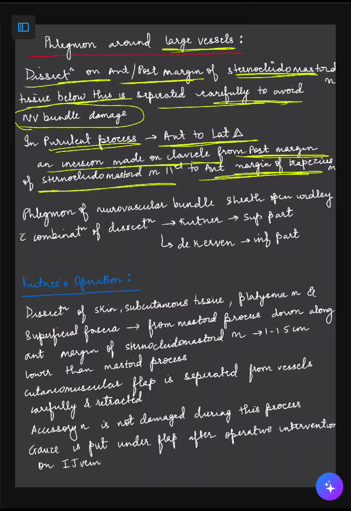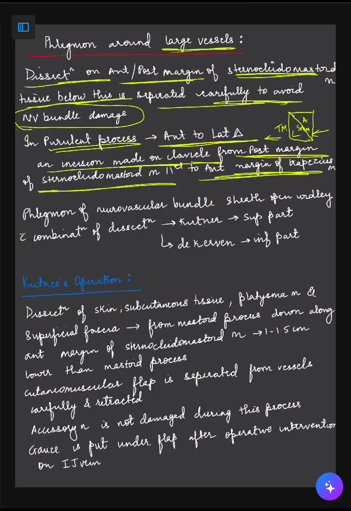See, I have explained to you. This is sternocleidomastoid muscle. This is midline of the neck. Here is the anterior triangle. Here is the lateral triangle. This is the sternocleidomastoid muscle. This is trapezoid muscle. Now, what is it saying? Anterior to the lateral. Fine.